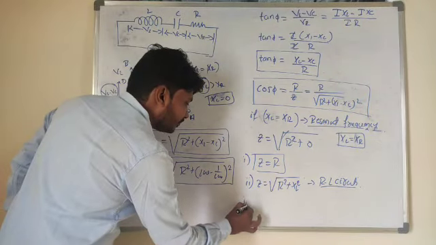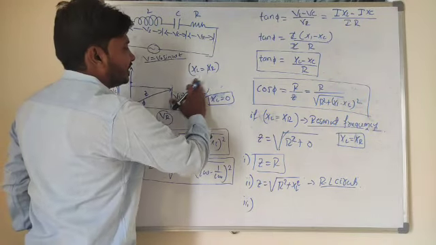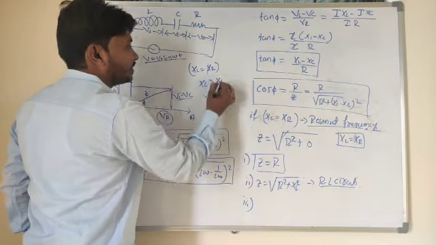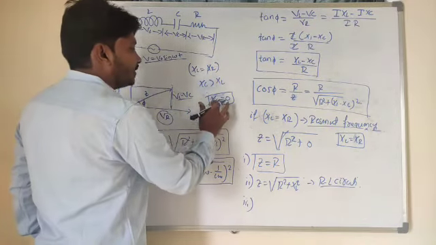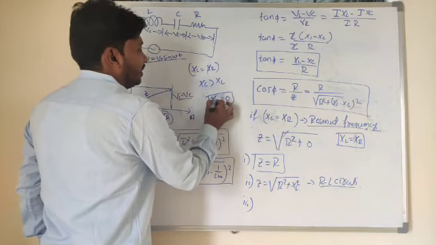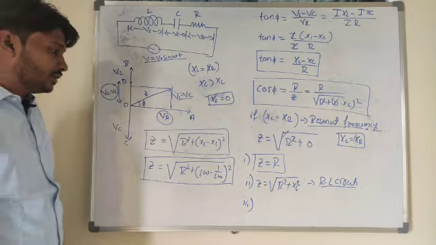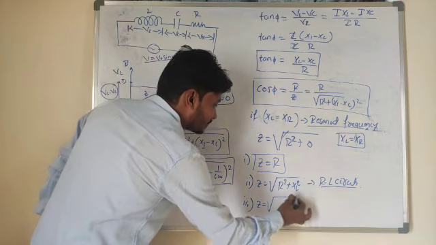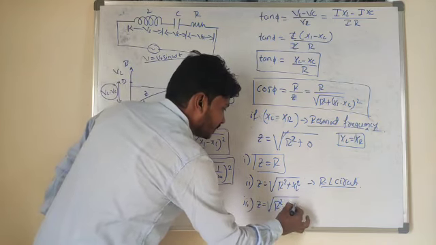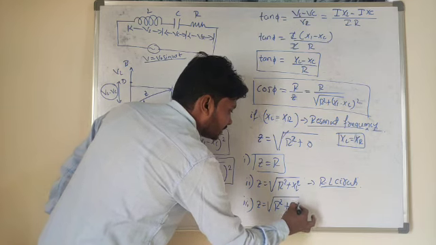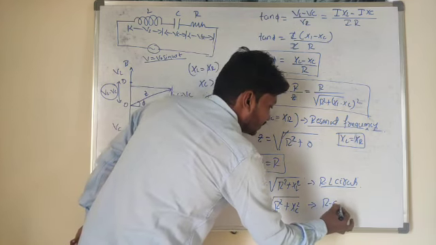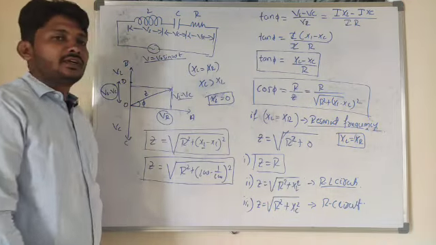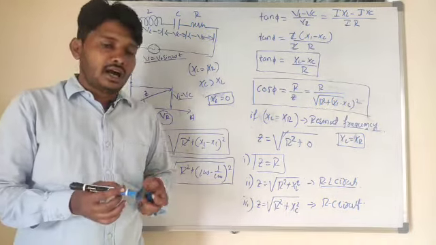Suppose X of C is greater than X of L. So look at here, X of C is greater than X of L. So in that situation, X of L value is equal to 0. If X of L value is equal to 0, then Z is equal to square root of R square plus X of C whole square. So this circuit is an RC circuit. So what type of circuit is it? This circuit is an RC circuit.